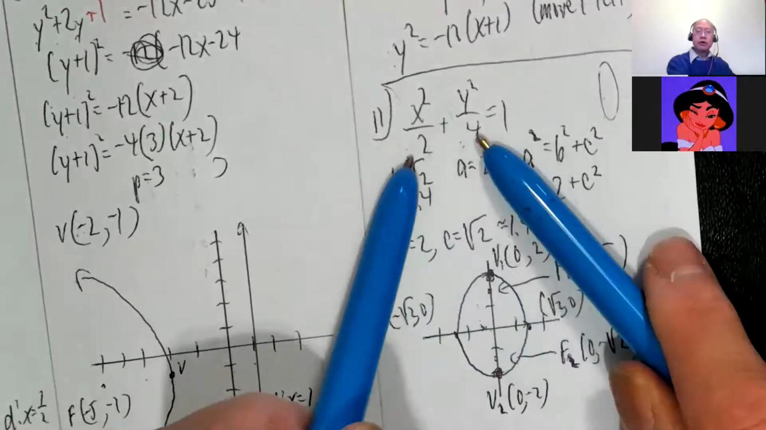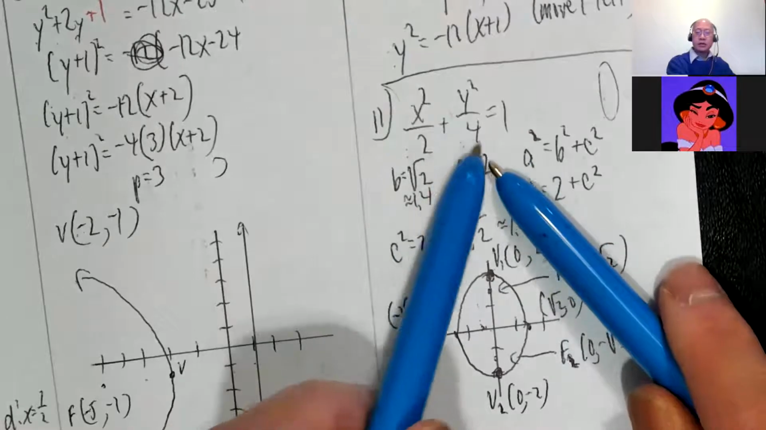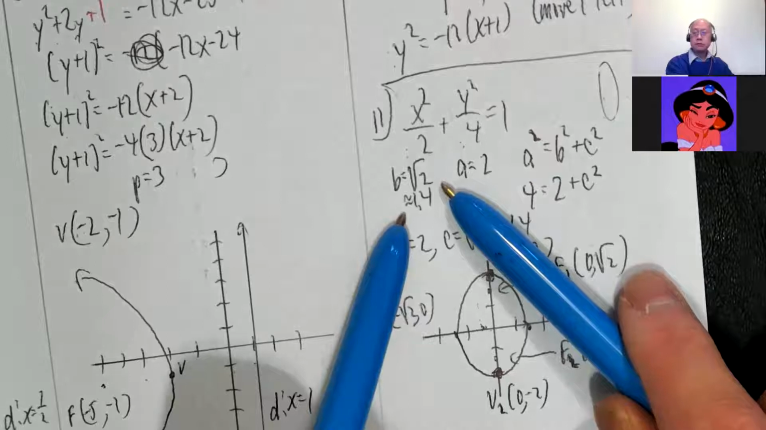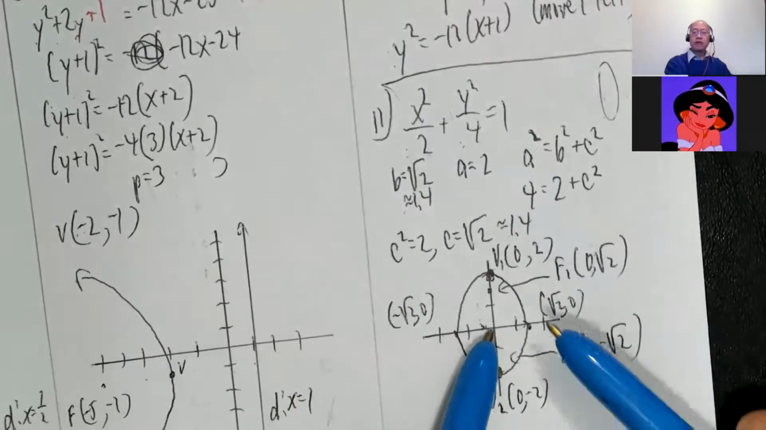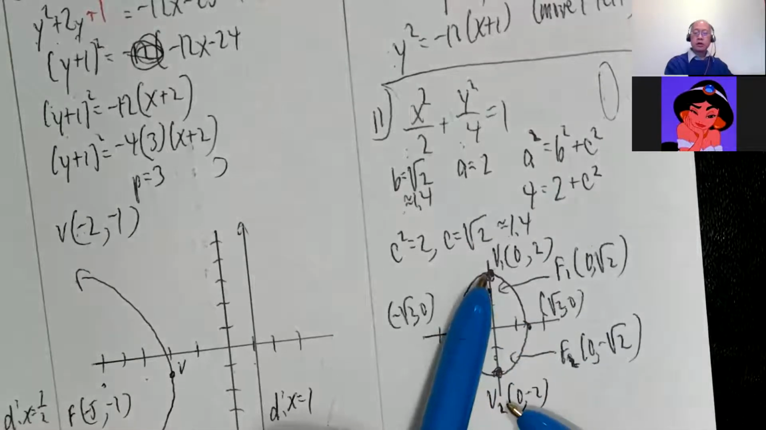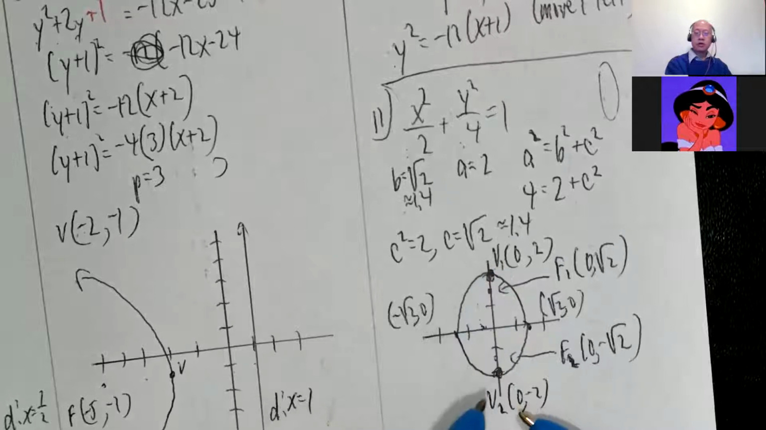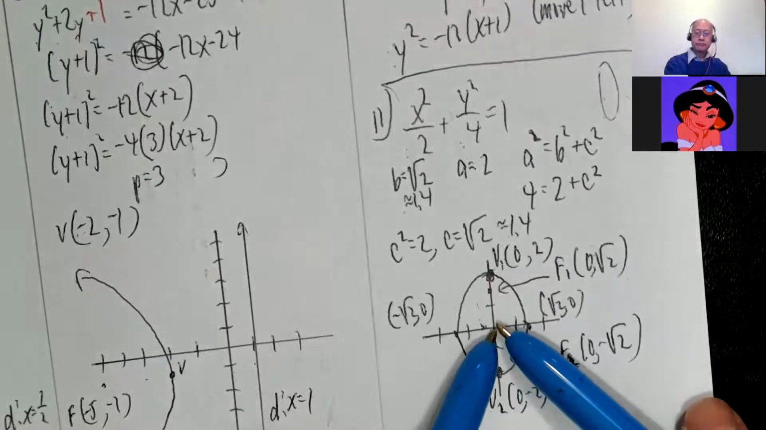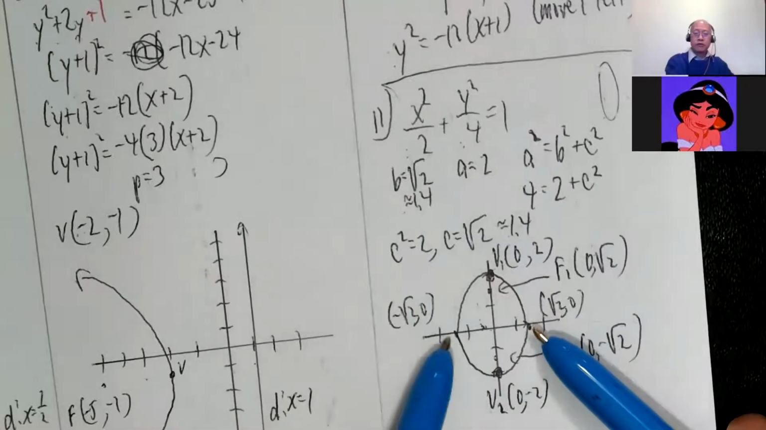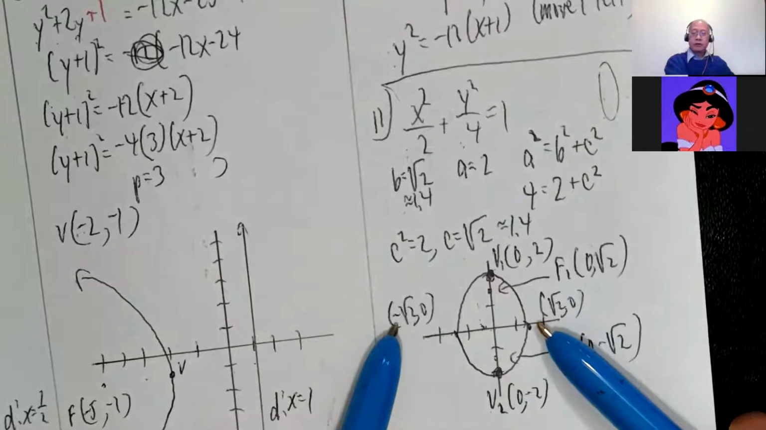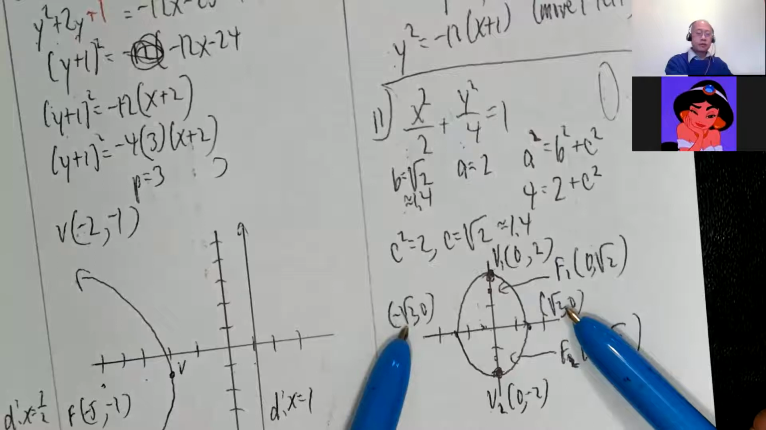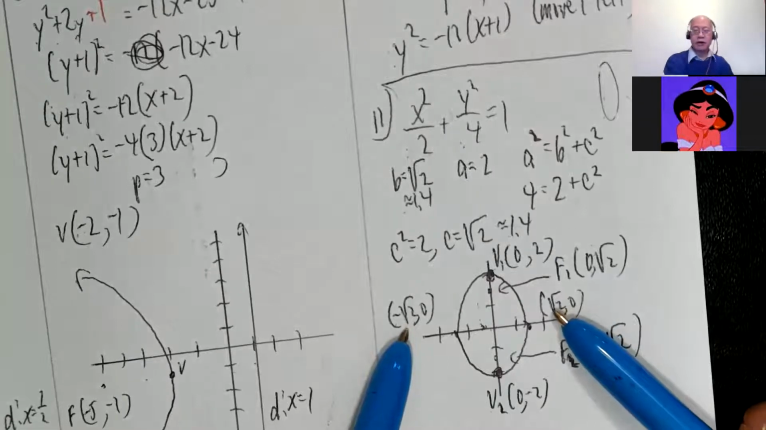Okay, take the square root of each of these. So A is 2, B is radical 2, which is about 1.4. So from the center, I go 2 up and down, 1, 2, 1, 2. So my vertices are V1 is 0, 2, V2 is 0, negative 2. Left and right, I go radical 2, or about 1.4. So negative radical 2, 0, radical 2, 0. And are these given any names? No, there's no names for them, just endpoints of the minor axis.